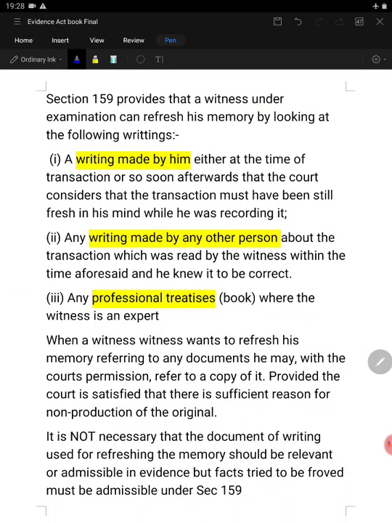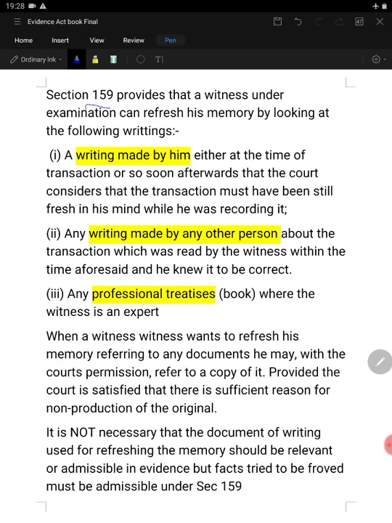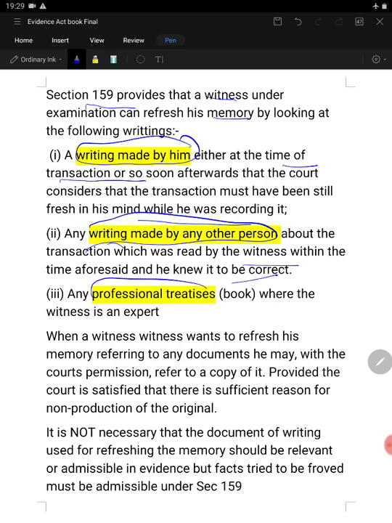So, section 159 basically provides that the witness may refresh his memory by writing made by himself, but that writing should be made at the time when it was still fresh in his mind. Or a writing which is made by any other person, but the witness knows it to be correct. Or any professional treatise where the witness is an expert.